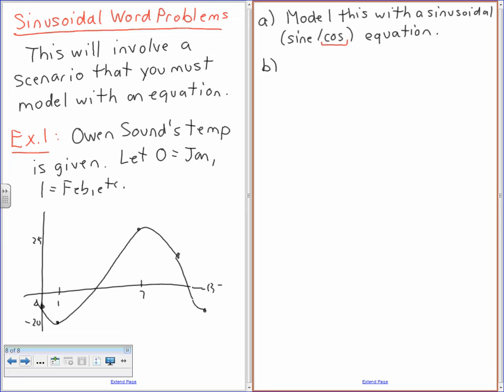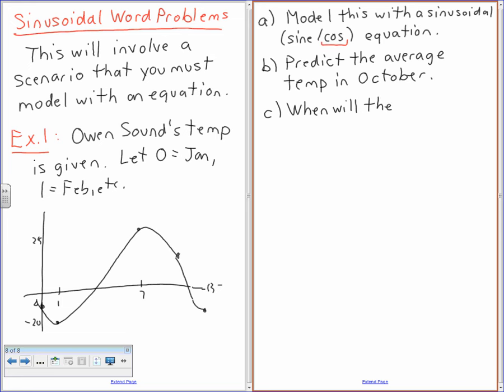B, predict the average temperature in October. C, when will the temperature be 15 degrees? Okay, I'm going to pause the video. I'd like you to try this right now.